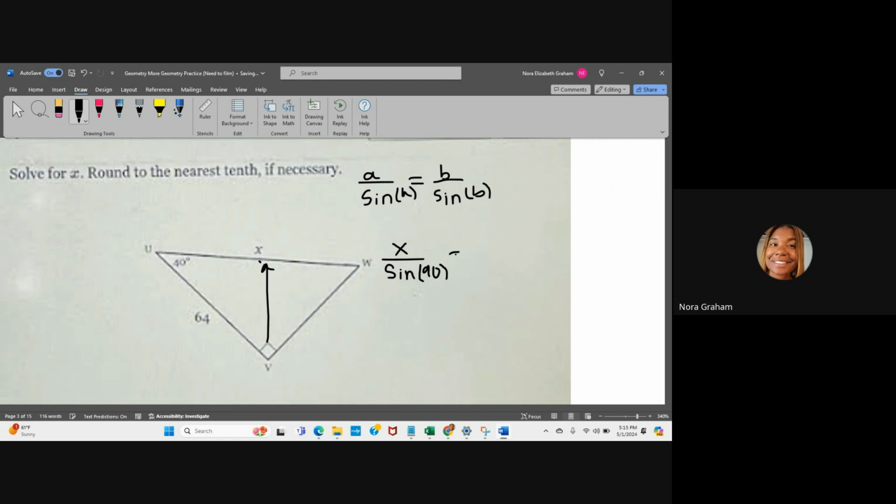And then that's going to be equal to, I have my side, this is my corresponding angle. Don't panic when you don't have that angle, okay? Because I have my other two angles. And from our geometry theorem of triangles, we already know that if I add up all my angles in a triangle, it will equal 180. So if I do 40 plus 90 minus 180, I'm going to get 50, okay? So this is 50 degrees.